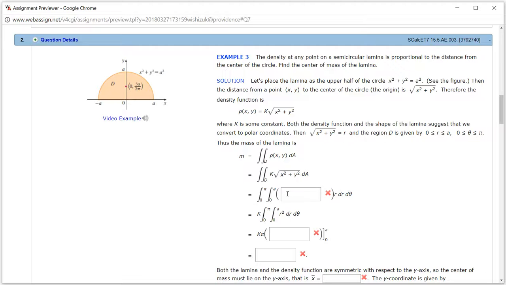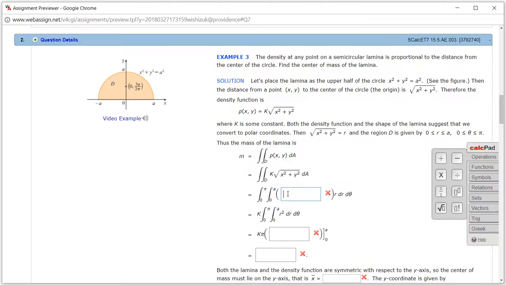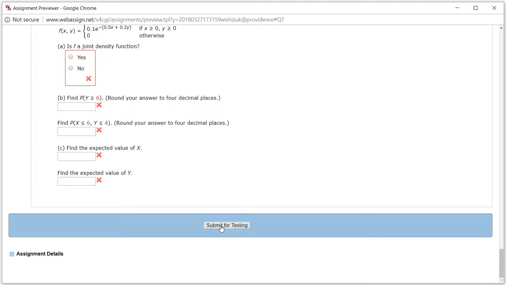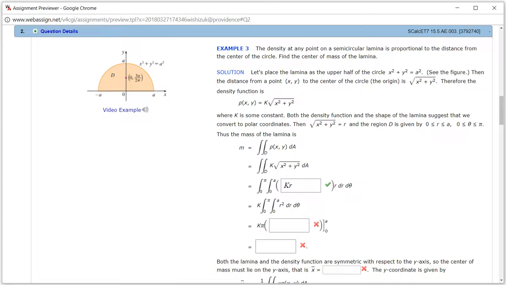If you rewrite that in polar coordinates, k would still be k, and the square root of x squared plus y squared is equivalent to the square root of r squared, so it's simply r. Let's check the answer. Submit for testing. It came back and looks like we got this one correctly.